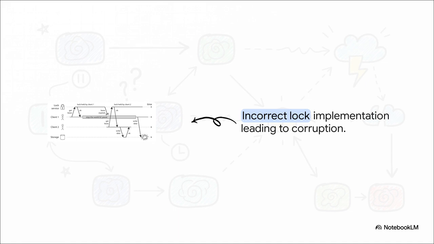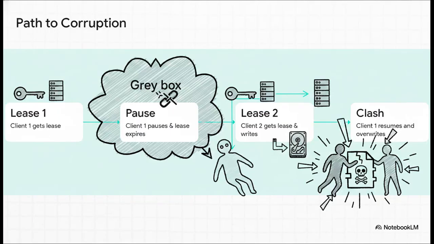But immediately after that, it hits that gray box. That's our Stop the World GC pause. So, what happens next? Well, while client 1 is stuck in that gray box, its lease expires. The lock service naturally assumes client 1 has crashed, so it grants a shiny new lease to client 2. Client 2 then writes its data safely to storage.